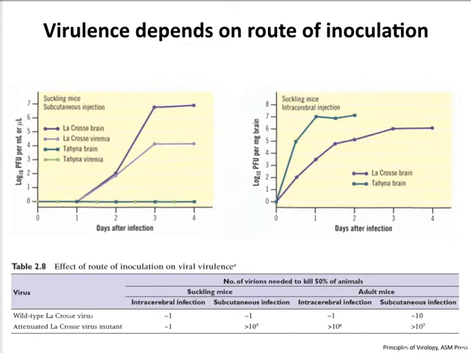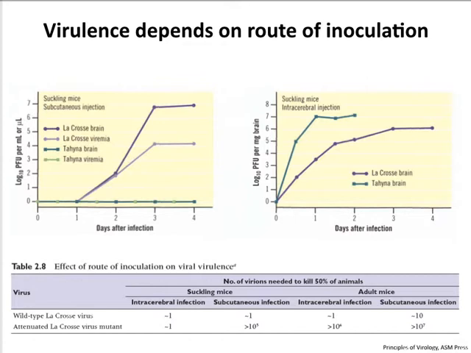The picture changes in adult mice, which have a different immune system, a well-developed immune system. The LD50 IC of the wild type is 1, as it is in the other situations, but subcutaneously it goes up to 10. So apparently you need a little more virus in adults because they're mounting an immune response. One PFU is not enough to do it, as it is in suckling mice.